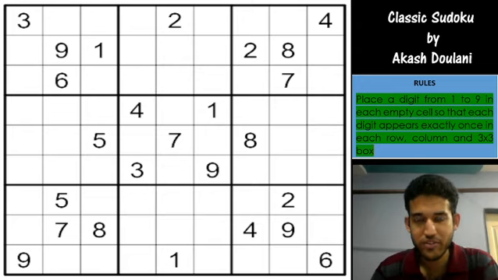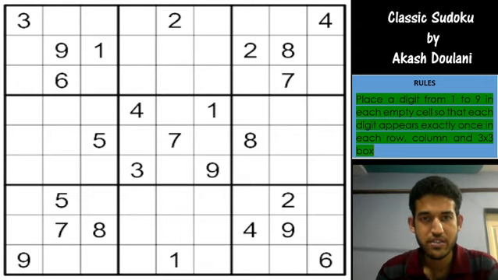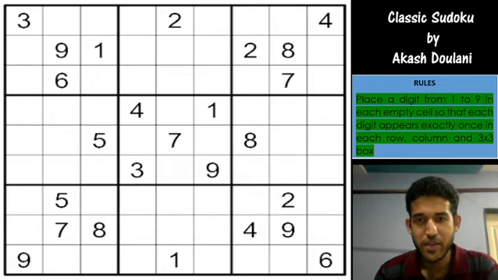The Sudoku that we are seeing today was created by Akash Dulani and it was posted on his blog World of Sudoku. You can check out his blog. He has posted 250 plus Sudokus on his blog. It is a wonderful collection of handcrafted Sudokus and I hope that this Sudoku is going to be tremendously fun for you guys. You can solve this yourself. The link to solve is given in the description of the video. After attempting, please do give a watch. I'm sure you will enjoy this video.